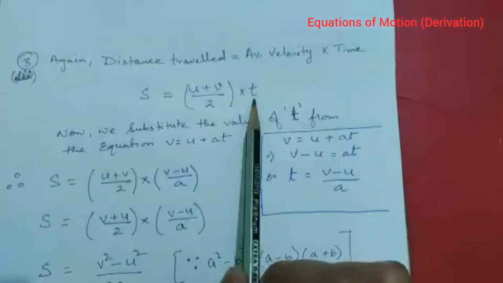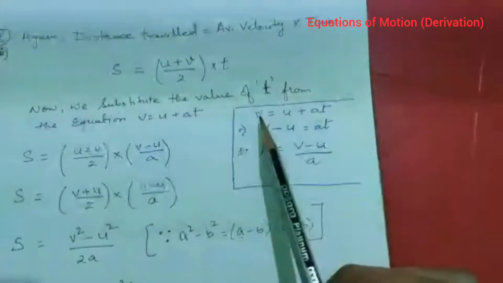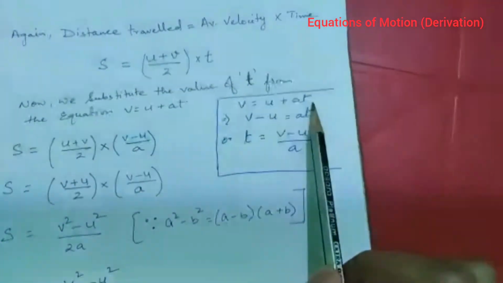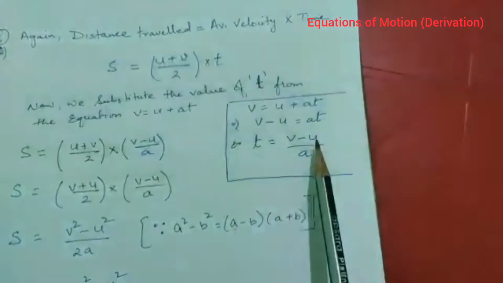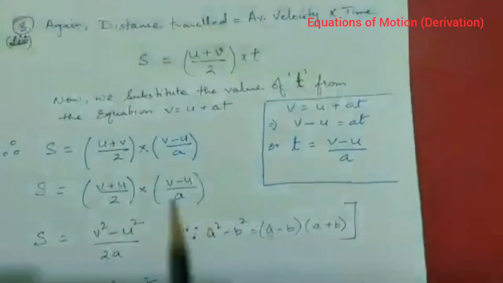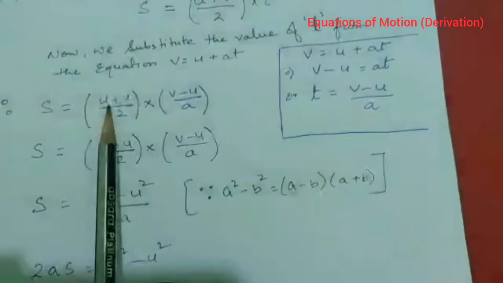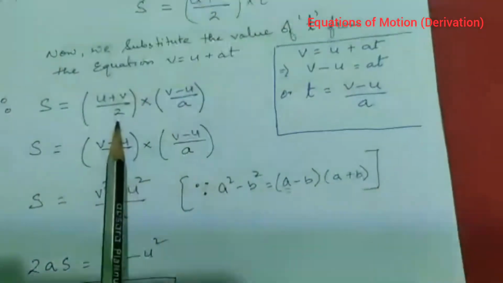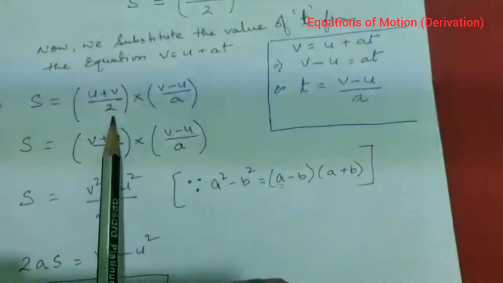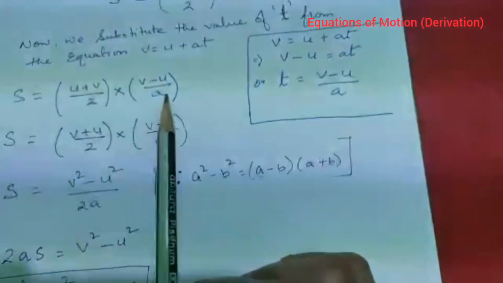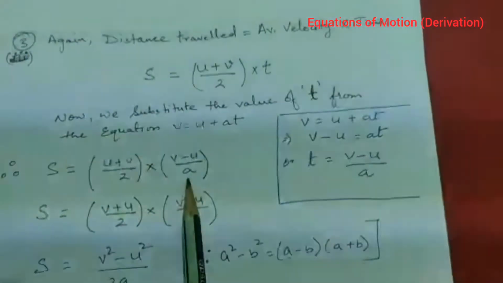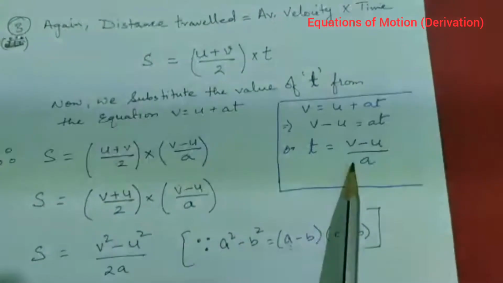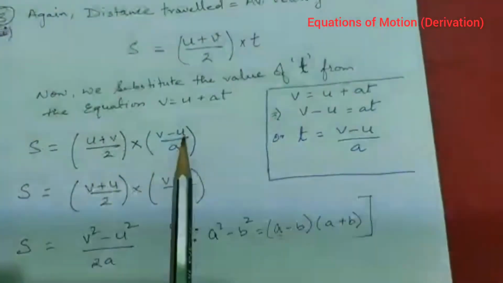What do we have as the value of t? See here, v is equal to u plus at. So from here we calculate that t is equal to v minus u upon a. So you see here s is equal to (u plus v) divided by 2 multiplied by, instead of this t we are substituting the value of t from the first equation, that is (v minus u) upon a.